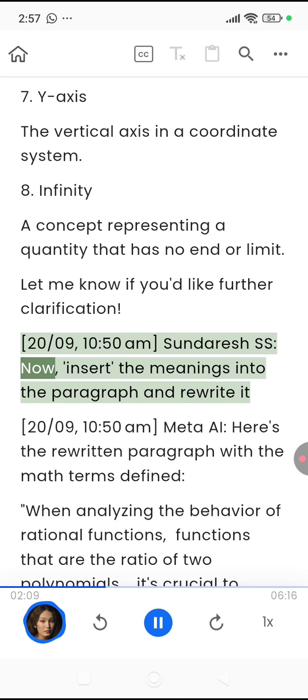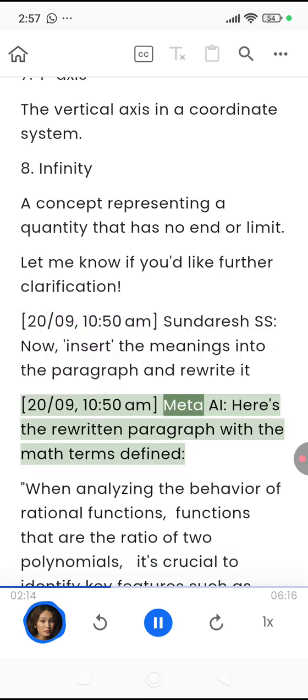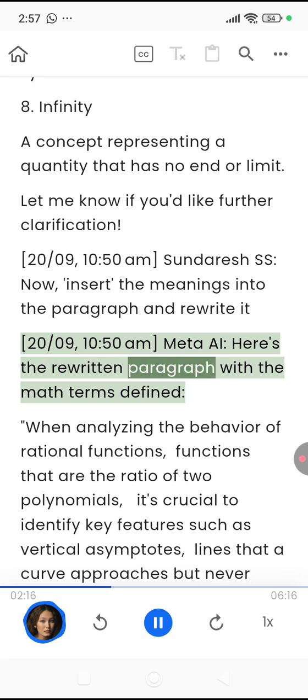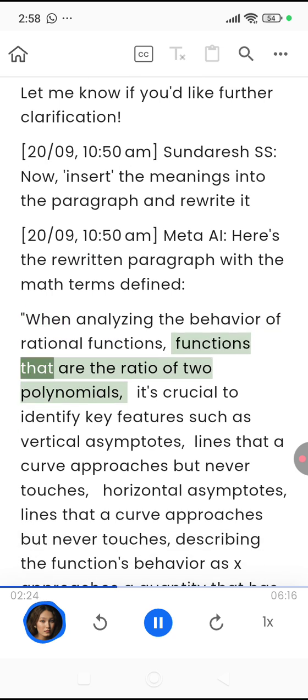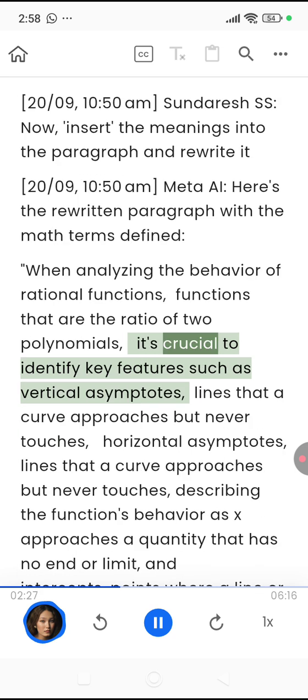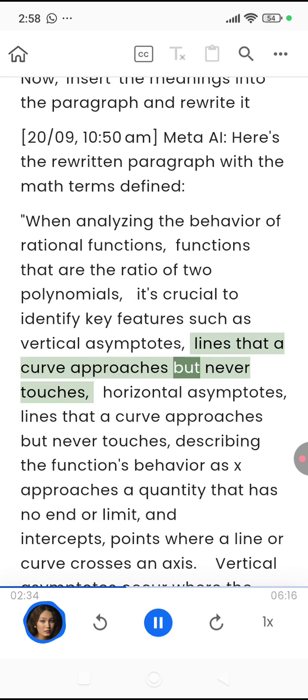Sundaresh SS: Now, insert the meanings into the paragraph and rewrite it. Meta AI: Here's the rewritten paragraph with the math terms defined. When analyzing the behavior of rational functions, functions that are the ratio of two polynomials, it's crucial to identify key features such as vertical asymptotes, lines that a curve approaches but never touches.